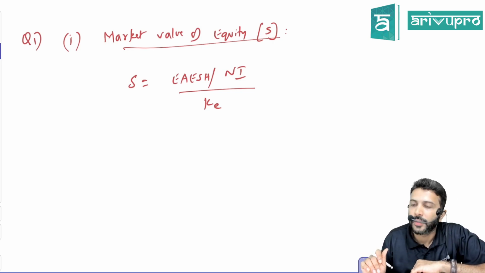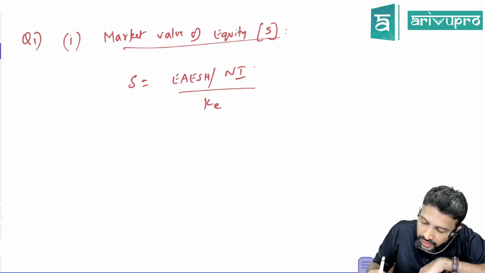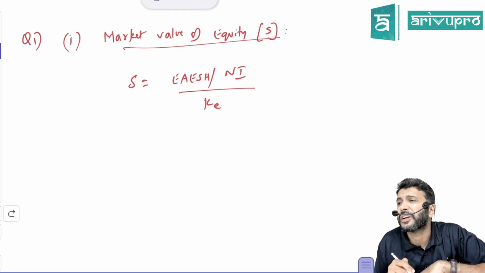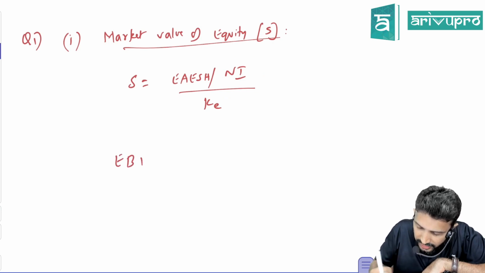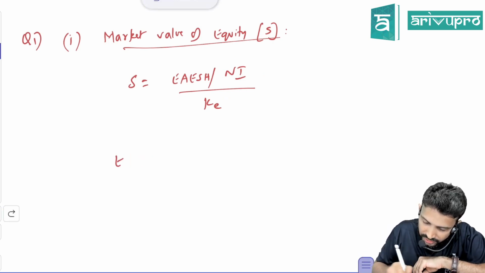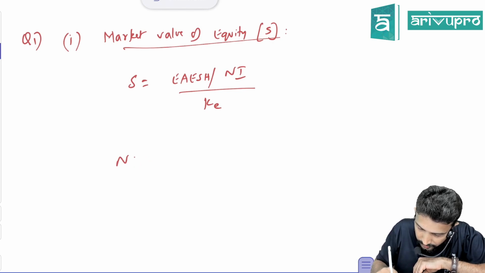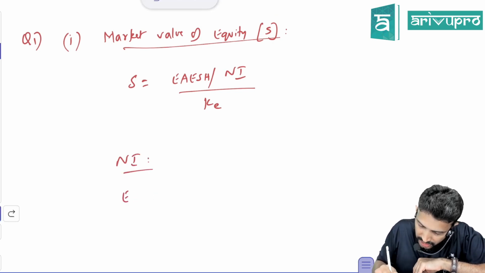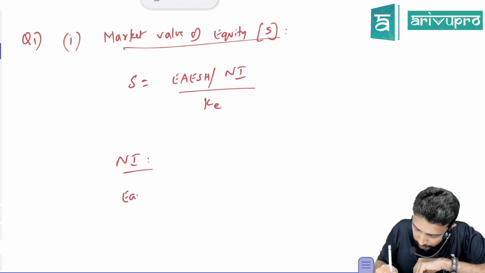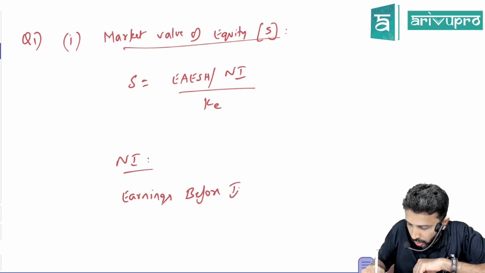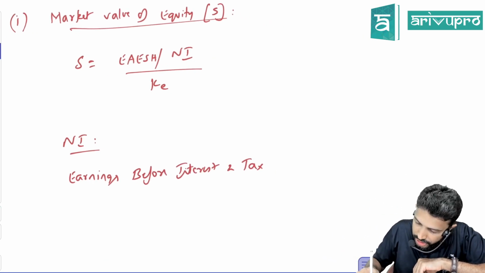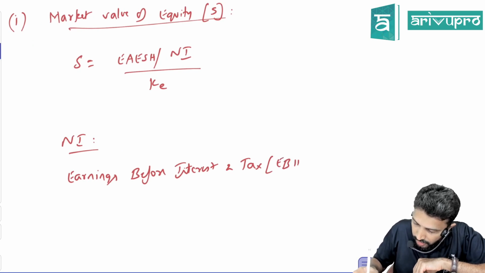Now, have they given net income to us in the problem, or do we need to find it out? We need to find it out. What have they given in the problem? EBIT. So we'll give the heading here as net income. EBIT stands for earnings before interest and tax. How much is that EBIT? 5 lakhs.